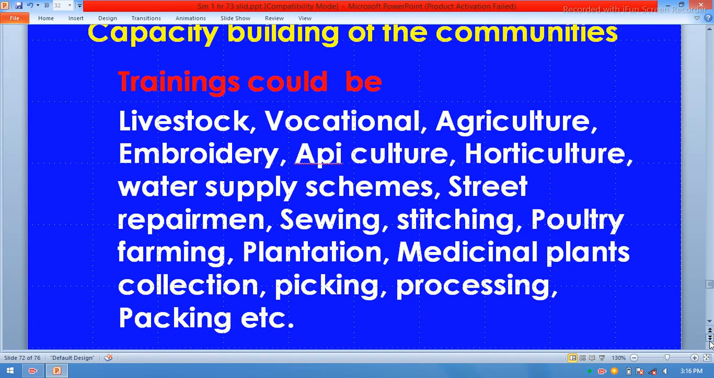Capacity building of the communities can be in livestock, vocational skills, agriculture, embroidery, apiculture, horticulture, water supply schemes, street repair, sewing, vocational training and handicrafts, poultry farming, plantation, medicinal plants collection, picking, processing, and packaging.